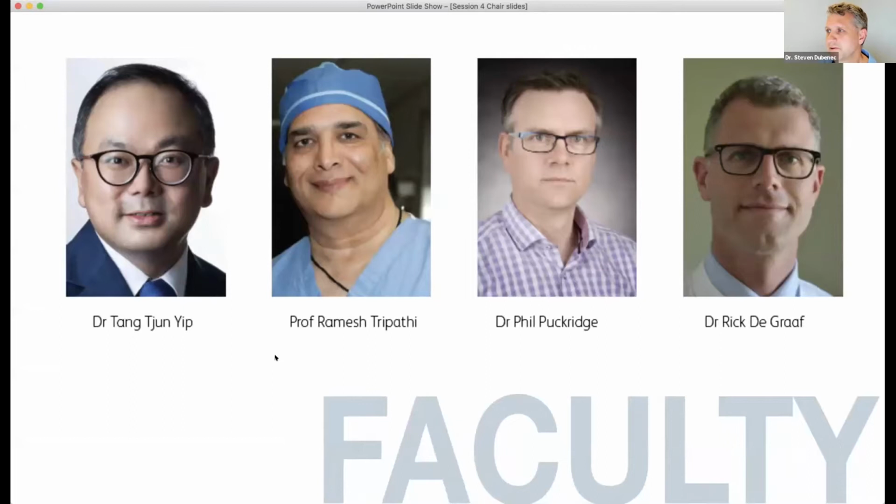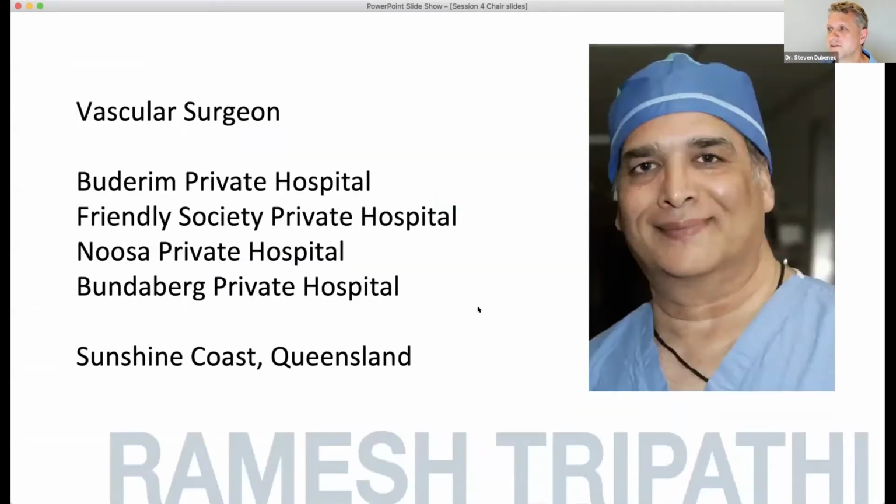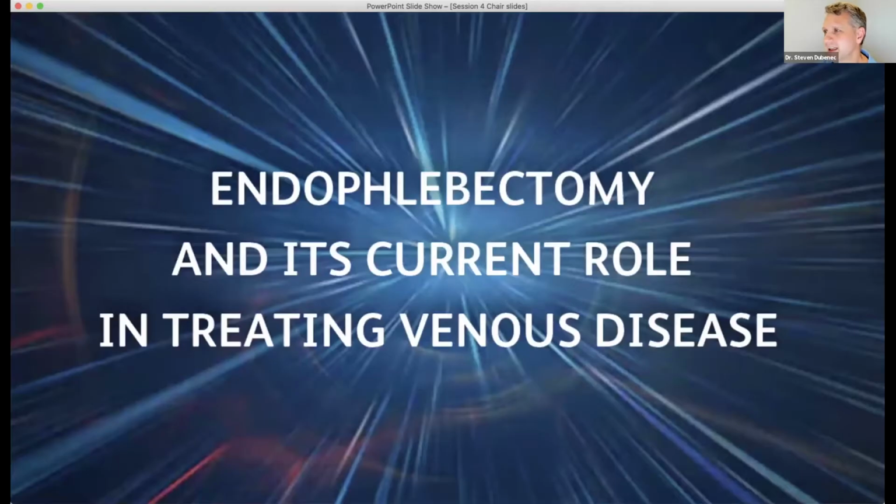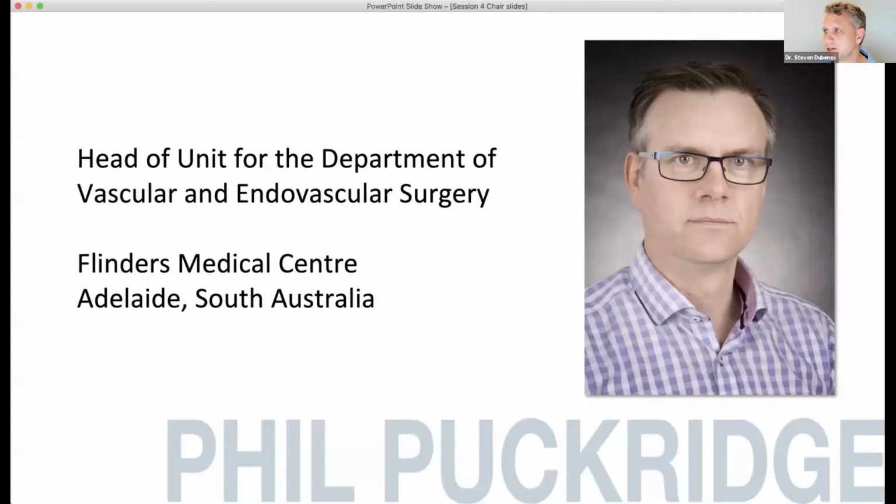This is our panel. Our first speaker is a vascular surgeon from Queensland who has made it back from operating all day, and he's going to talk to us about his experience with endophlebectomy and its current role in the treatment of venous disease. So I'm going to hand over to Ramesh.